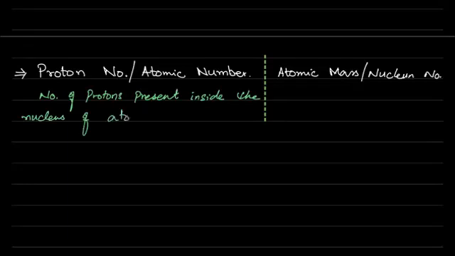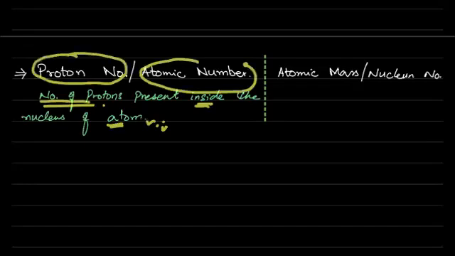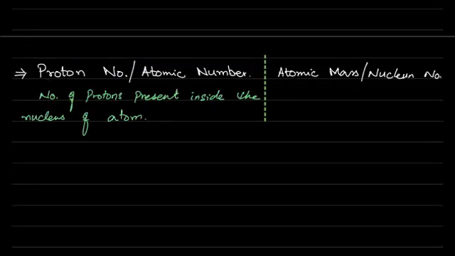Again, I repeat, what is proton number or atomic number? It is the number of protons present inside the nucleus of an atom. Keep in mind, this number of protons or atomic number is unique for a specific element. Later on, I will discuss why they are unique. If an atom has atomic number 12, its number of protons will be 12. If an atom has atomic number 15, its number of protons inside the nucleus is going to be 15.